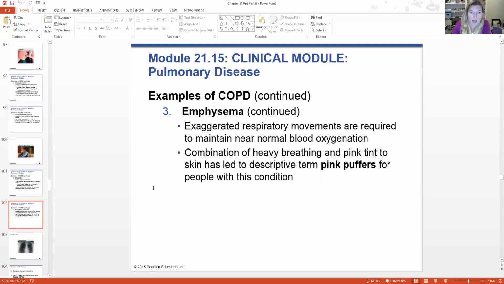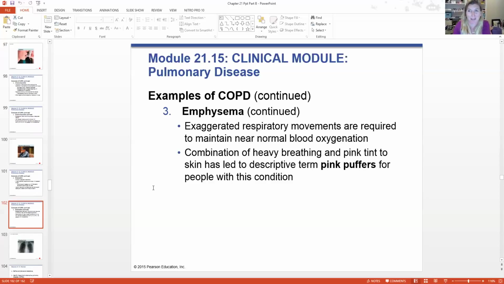There could be exaggerated respiratory movements, or they could even be required to use an oxygen tank. Heavy breathing, having a pink tint to them. These are called pink puffers in some cases, if they have that pink kind of puffy appearance.